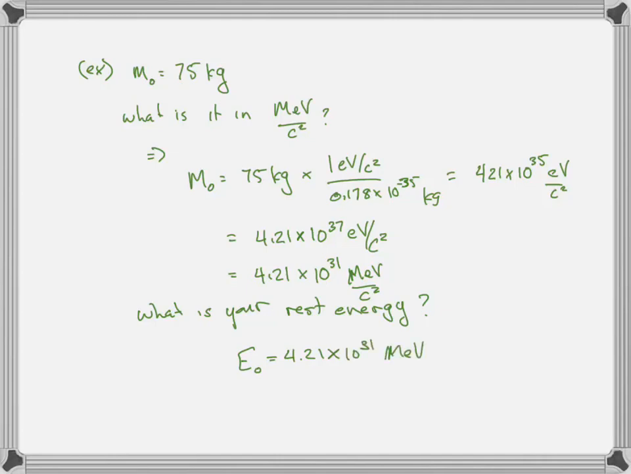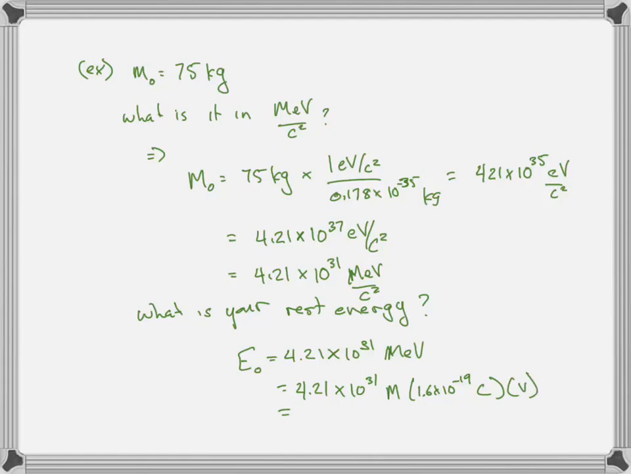You might want to know what is your rest energy in joules. Okay, so then we do the conversion. I didn't ask for the units, but I'm just going to do it in both unit systems. 4.21 times 10 to the 31 mega, 1.6 times 10 to the minus 19th coulomb, times a volt, V.